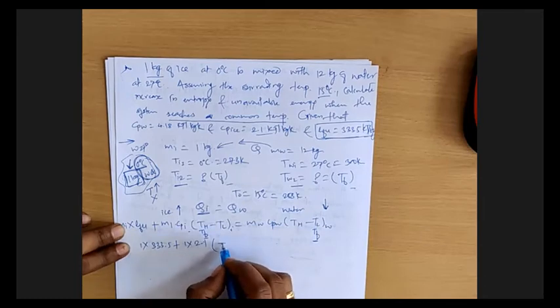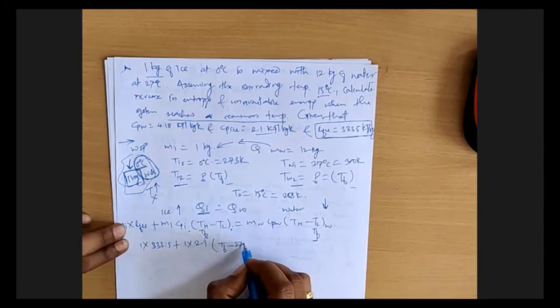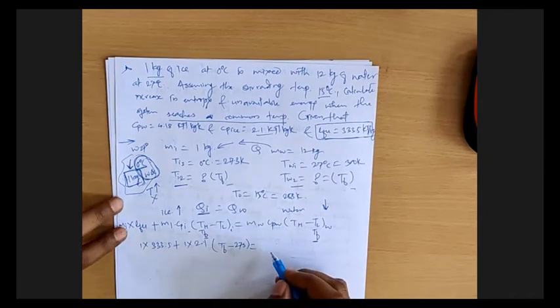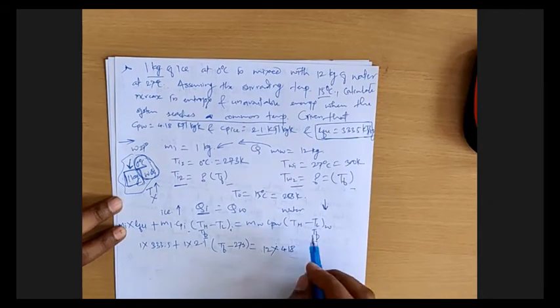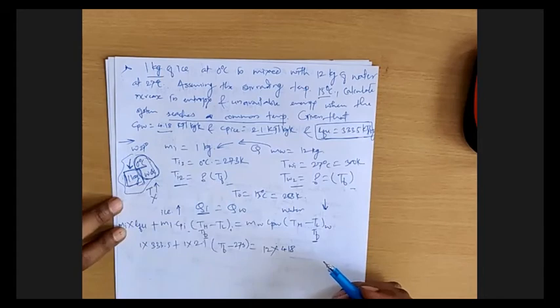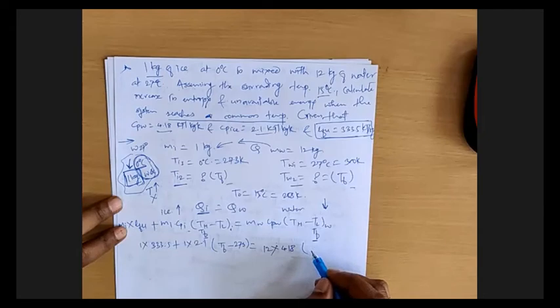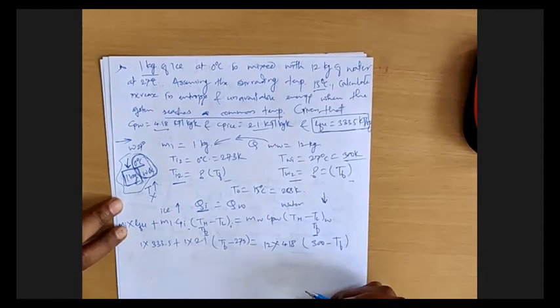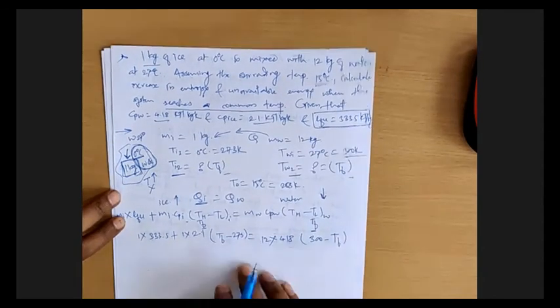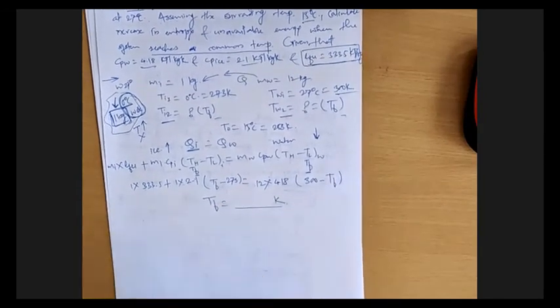So this relation will be T final minus T lower, 273, is equal to mass of water 12 multiplied by 4.18. Specific heat of water is given 4.18, into bracket. Its initial temperature is 27, 27 is nothing but 300, 300 minus TF, that is final temperature. So solve this one and find the final temperature in terms of Kelvin.